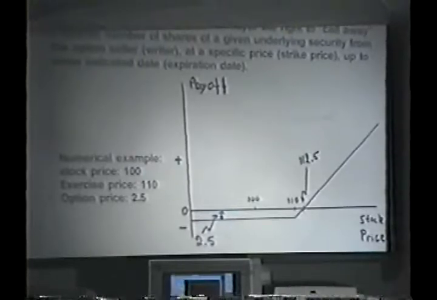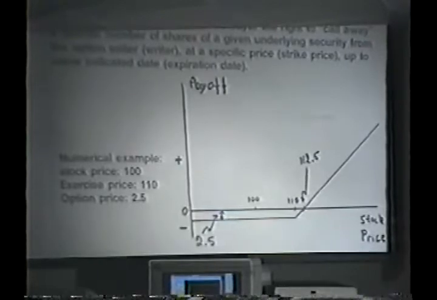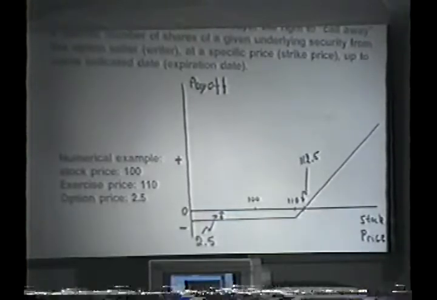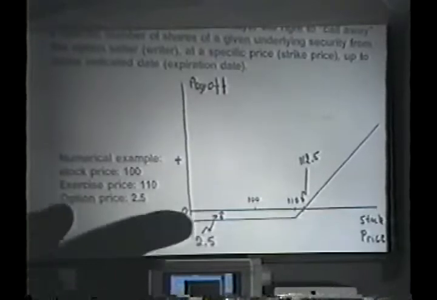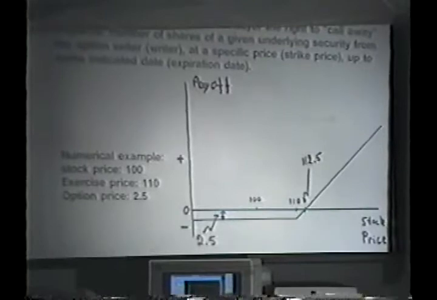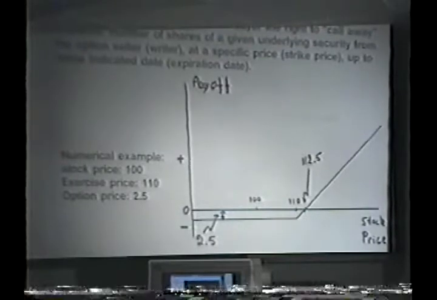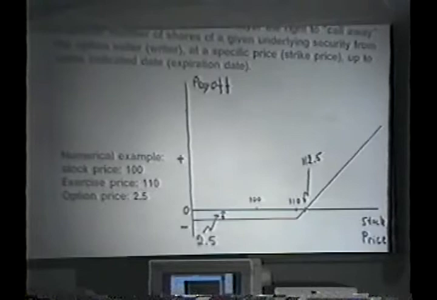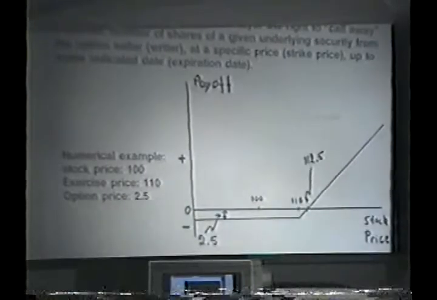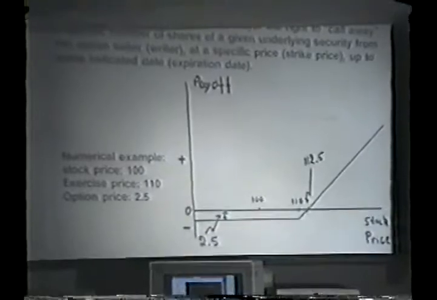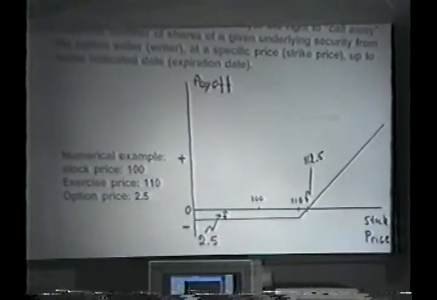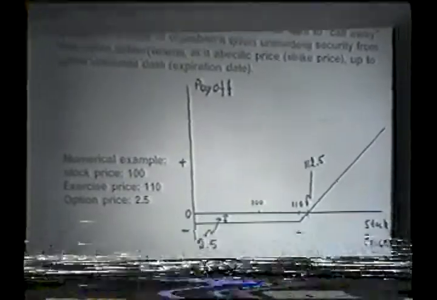And this is a numerical example of a stock price of $100, let's say, exercise price of 110, and option price 2.5. Upfront, the purchaser of the call option, this is the call option, will pay $2.50. Once the price exceeds $112.50, there is profit. Below that, there is loss. The loss can be $2.50 or a little less than that in this small triangle once we get near the exercise price. This is the payoff at maturity.